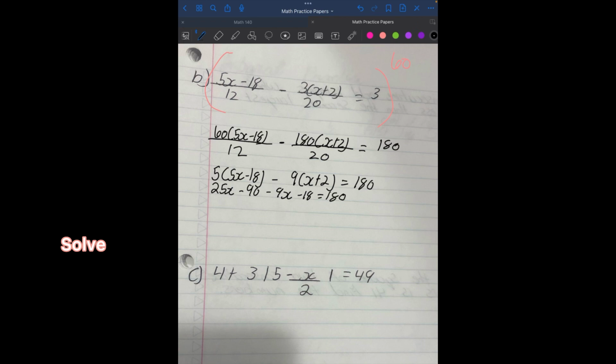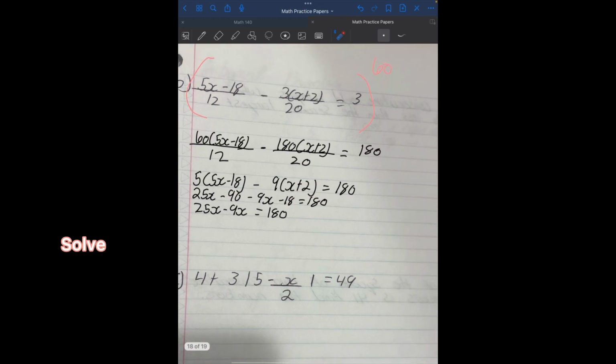Now we got to isolate the x's. So 25x minus 9x is equal to 180. We bring these over. Since we bring it over, it's a positive, so plus 90 and plus 18. Let me show you what you did. You had negative 90 and you added 90. And you have negative 18 and then you add 18. And so whatever you do to the left side, you do to the right side.